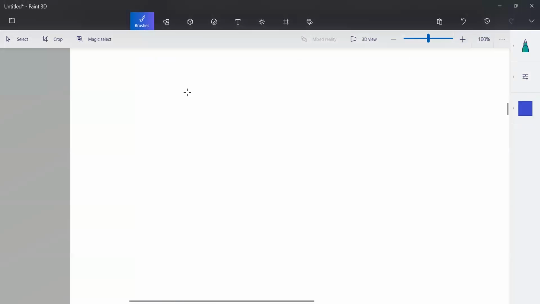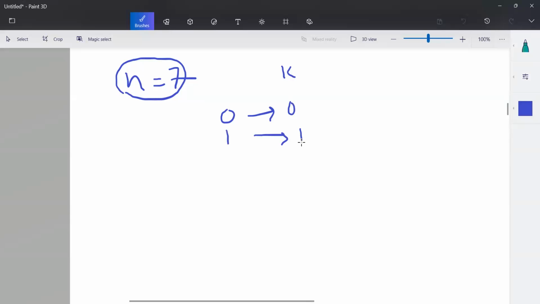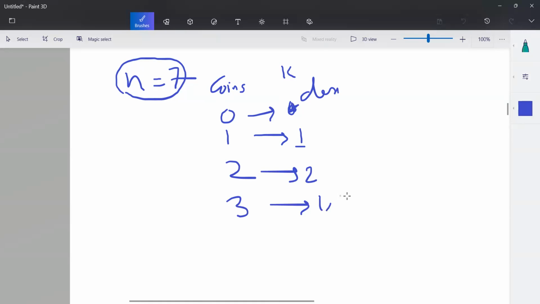Yeah, wait. So let's say n is 7 and you have some k. What are the possible deserts that you can buy using these 7 coins? If you use 0 coins, you'll get 0 deserts. If you use 1 coin, you'll get the first desert. These are the coins, and these are the deserts that you are getting. There's nothing here for 0. There is one desert, number 1. If you use 2 coins, you'll get the second desert. If you use 3 coins, you'll be able to get 1 and 2.